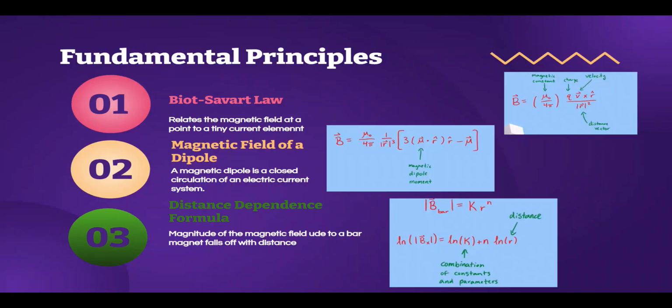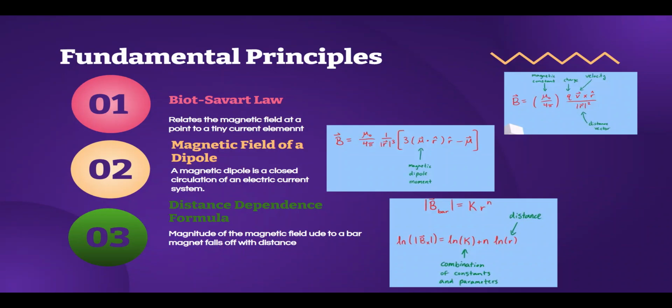So time for the fundamental physics principles. And for the first time, we don't have Newton's second law. So what do we have? First up is the Biot-Savart law, named after two French dudes who discovered the relationship between the magnetic field at a point and a tiny circuit element, expressed by this equation.